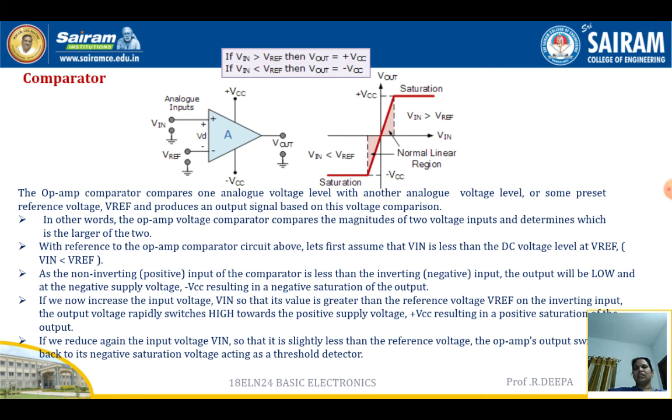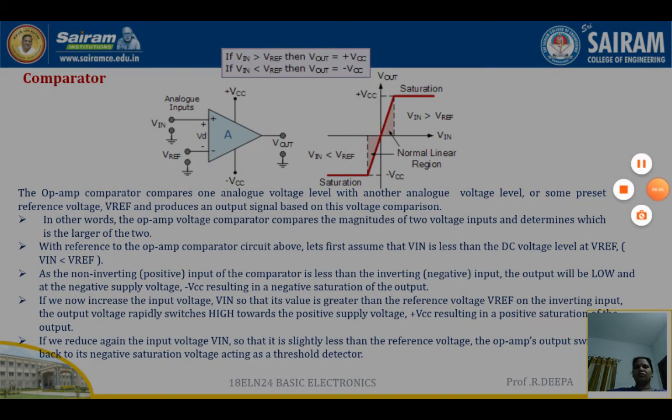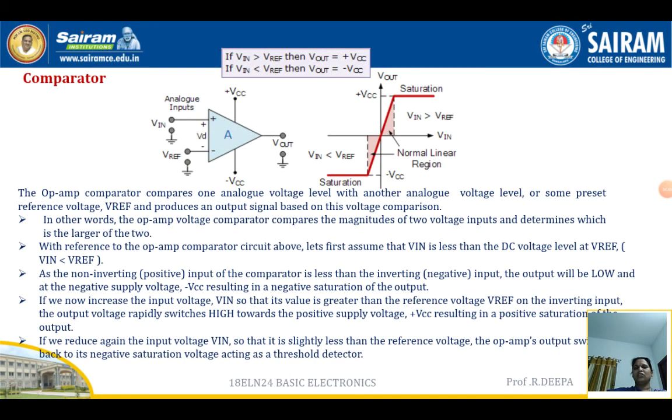That is, it compares with the reference voltage. If it is less than that, it is going to be minus VCC. If it is greater than that, it is going to be plus VCC. The corresponding output waveform is also shown on the right hand side. So this is about the applications of the op-amp.